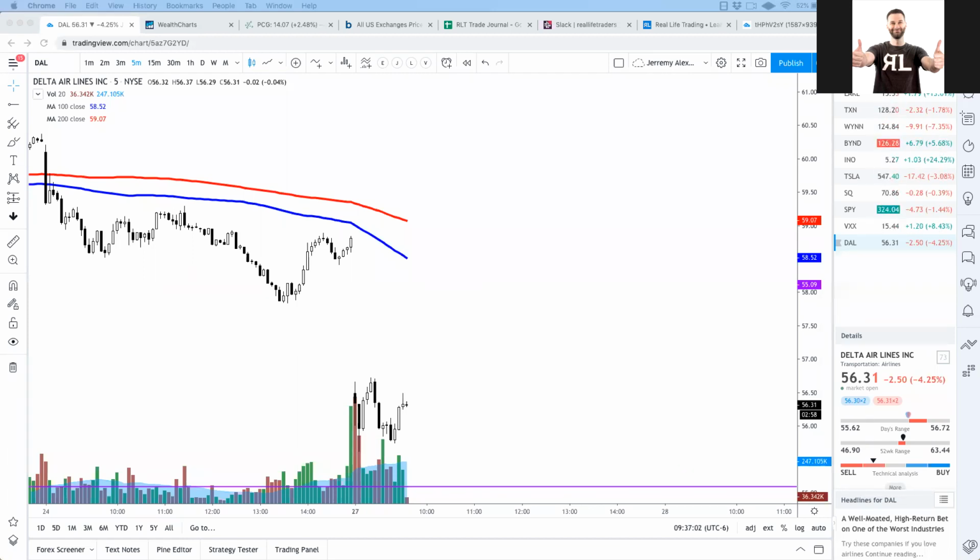Mason says, what's the ideal amount of money for someone to start with? The ideal amount of money? At least $3,000. The more money, the better, Mason, in my opinion. The more money you have, the easier it is. But at least $3,000.